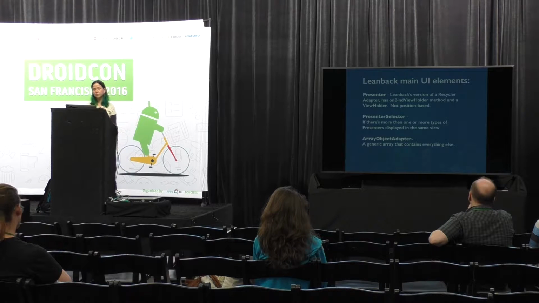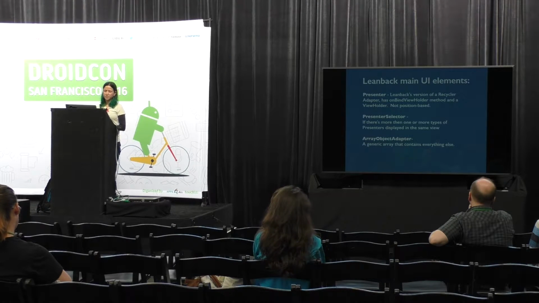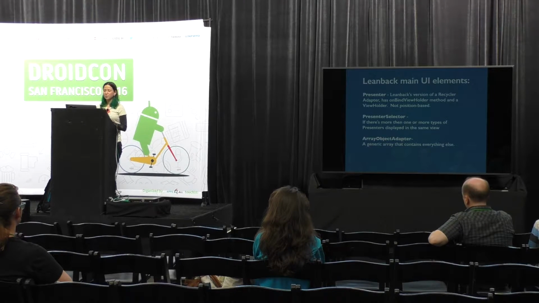So Leanback introduces some main UI concepts or elements that repeat more or less throughout their pages. And the first one is presenter, which is basically another name for a recycler adapter. It has the same methods that we're used to. It has a view holder. It's just a different name. It has a presenter selector, which is a thing that comes into play if there's more than one type of presenters in the same view. And it has an array object adapter, which is just a generic adapter that you can just throw everything else into.